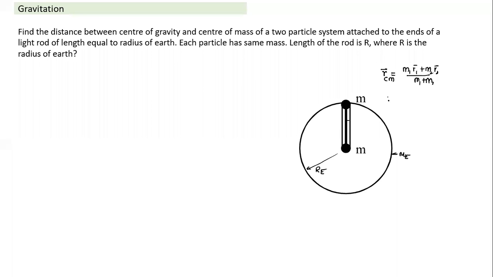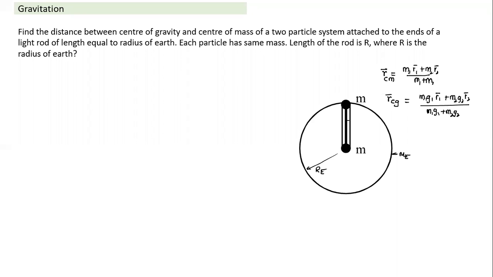But if I have to calculate the position of center of gravity, in that case it is equal to m1 g1 r1 plus m2 g2 r2. So we replace mass by the gravitational force on the mass, and this is divided by m1 g1 plus m2 g2. So in place of mass, it has been replaced by its weight.